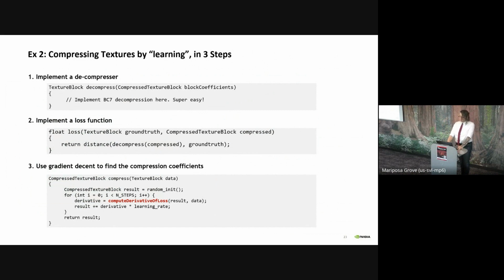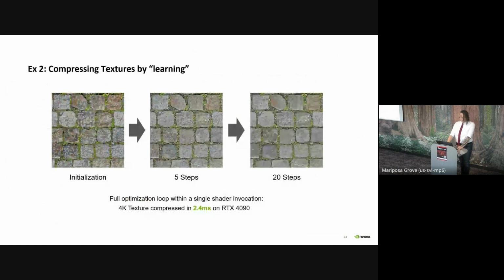Gradient descent is just a very general optimization technique. And what we find is that using that kind of technique exactly there, we can first write our decompressor and get our compressor for free. And it actually runs the full optimization loop within a single shader invocation. You're not doing a bunch of compute passes or anything like that. And so we can actually get a very fast compressor without ever having to write it in the first place.